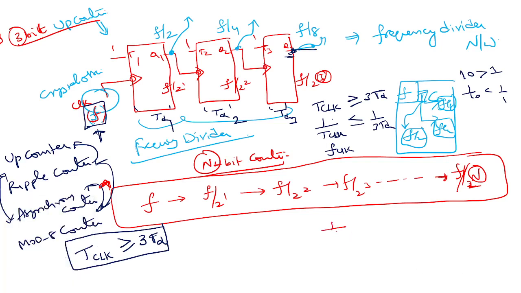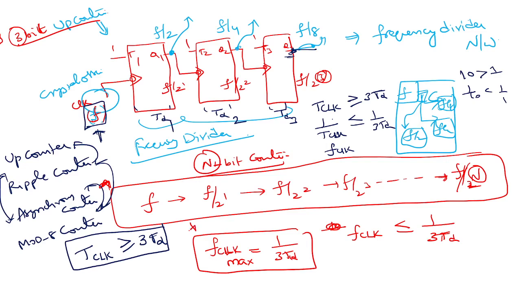So 1 over T clock is F clock, which should be less than or equal to 1 over 3 times TD. That means the F clock maximum frequency is nothing but 1 over 3 times TD. This is the maximum that you can do. This is for a 3-bit counter. For an n-bit counter, your F clock maximum is 1 over n times TD.